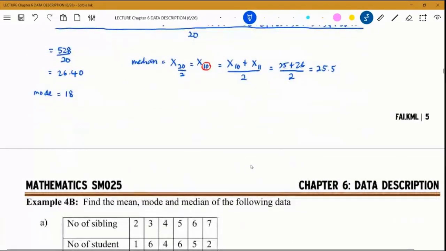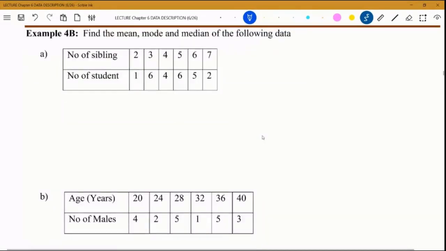Example 4A. So 4B involves the data in a table. Okay, so we call this one X and here will be the frequency. Whenever we have this kind of table, start by finding fx first, because you need fx in the formula to find the mean: summation fx divided by summation f. So summation f we can get here. So add 4, 6, 5, 2, we get 24. So this one represents your summation f.